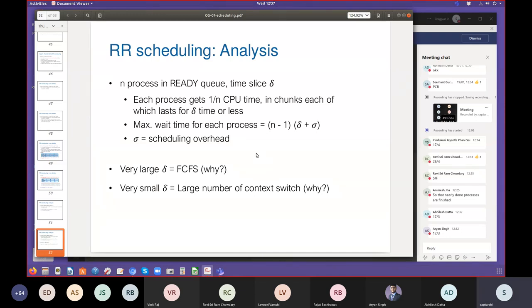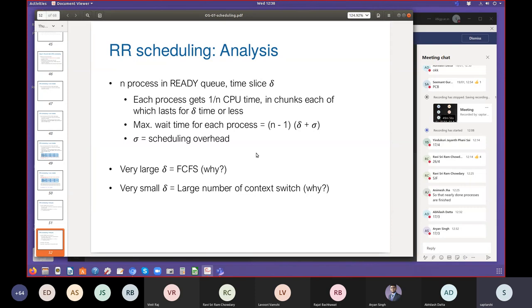And okay, from this discussion you might think, if there is so much problem with a large delta, then let's have a very small delta. That way this problem will be solved. It will no longer be FCFS. But then since you are decreasing the time slice, the number of context switches would become very large. And we don't want that, because every time a context switch happens, there is this sigma scheduling overhead. So if you have many context switches, the overhead time would increase.